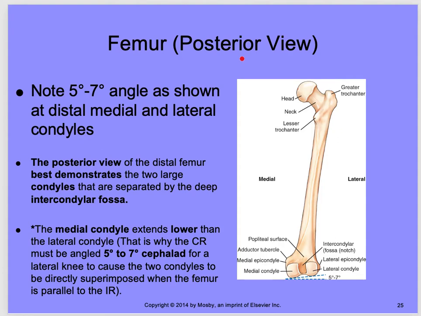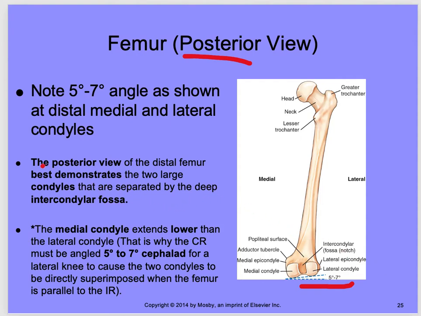So your femur position, posterior view. So this is posteriorly, and you can see that right here. So note the 5 to 7 degree angle is shown at distal, medial, and lateral condyles. That's talking about this right here, okay? So medial to lateral, a straight line, the medial to lateral epicondyle are about 5 to 7 degrees from being on the same plane. Keep that in mind because that becomes important when you're doing a lateral knee, and we'll talk about that as we go along.